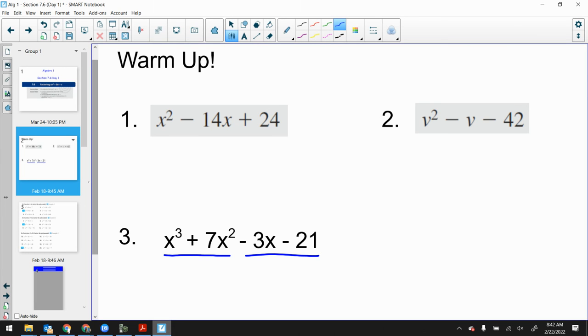Okay. All right, take a look here. So we have two of these that we covered on Thursday, right? x squared minus 14x plus 24, and v squared minus v minus 42. Those two problems are what we covered on Thursday.